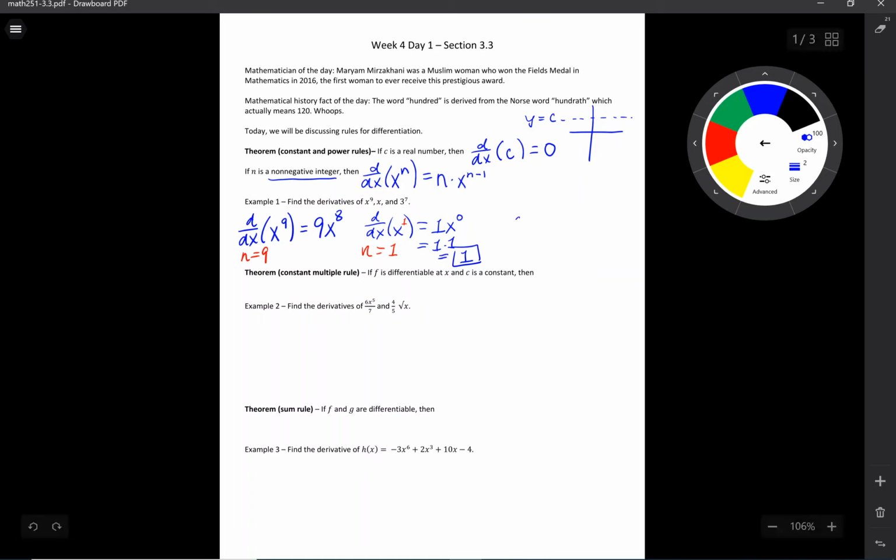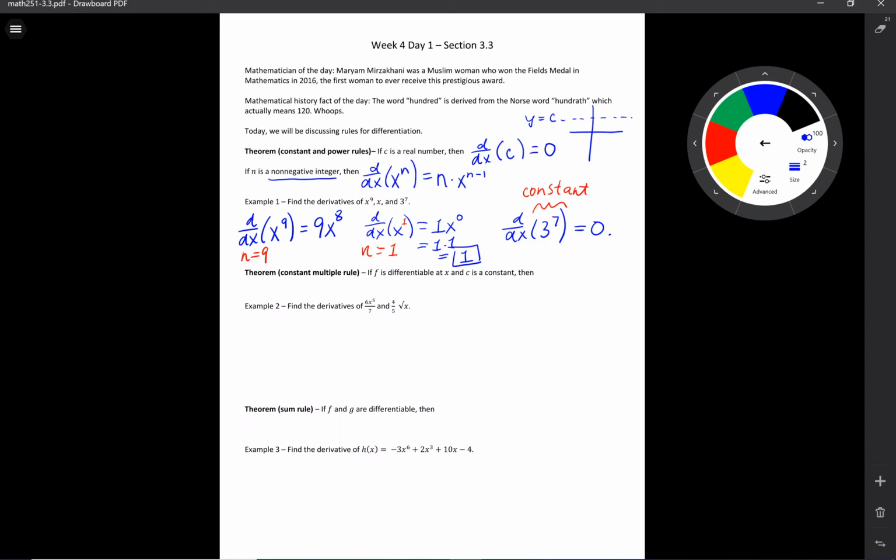And finally, we have the derivative with respect to x of 3 to the power of 7. Now, it's tempting here to say, oh, well, n must equal 7, and so I need to bring the 7 out in front and then subtract 1. However, 3 to the power of 7 is just a number. It's not anything having to do with x. It's just a constant. So by our first rule, if c is a real number, then its derivative is equal to 0. This derivative is just 0.